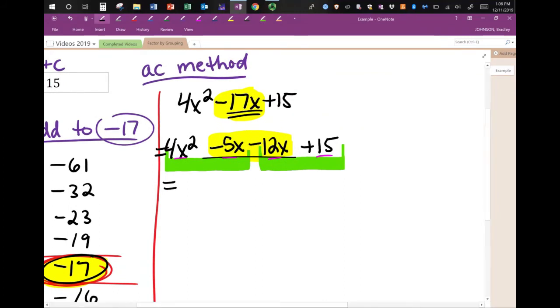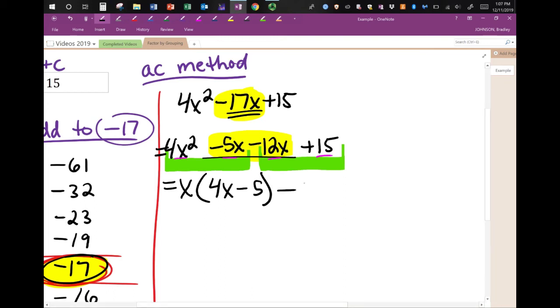In the first 2 terms, 4 and 5, nothing's in common with 4 and 5 except 1. X squared and x, looks like we can factor out an x. If you factor out an x, it leaves you with a 4x minus 5. Moving right along, in the next portion, we have a negative 12 and a positive 15. What I want to do is, because it starts with a negative, I'm going to put a negative out front. What's in common with negative 12 and positive 15?